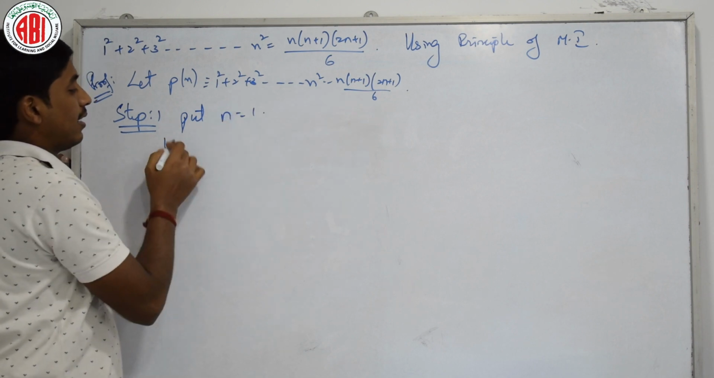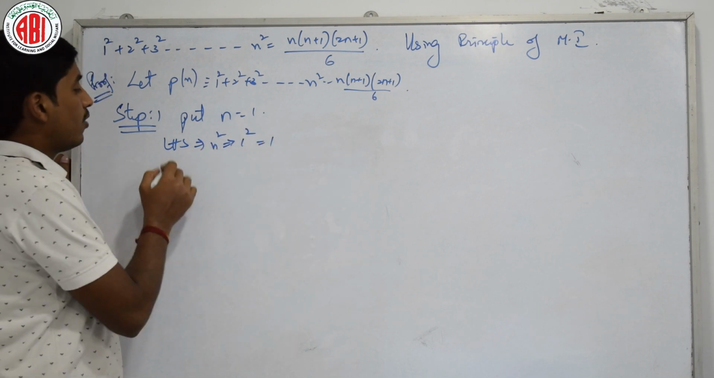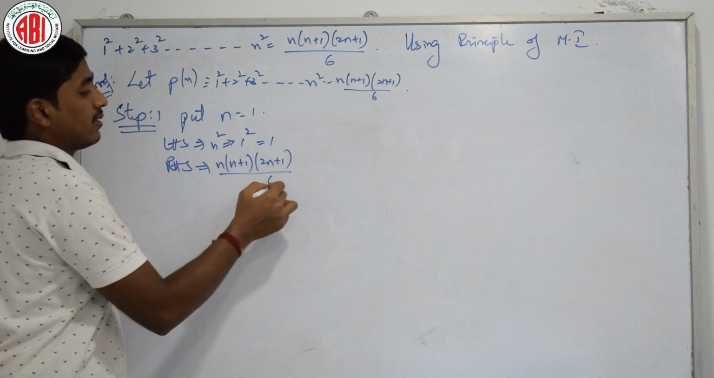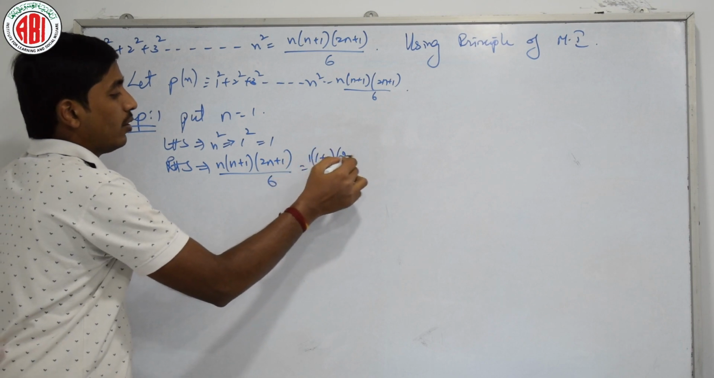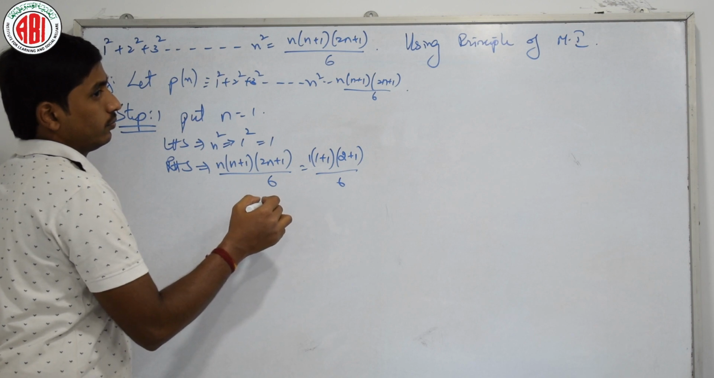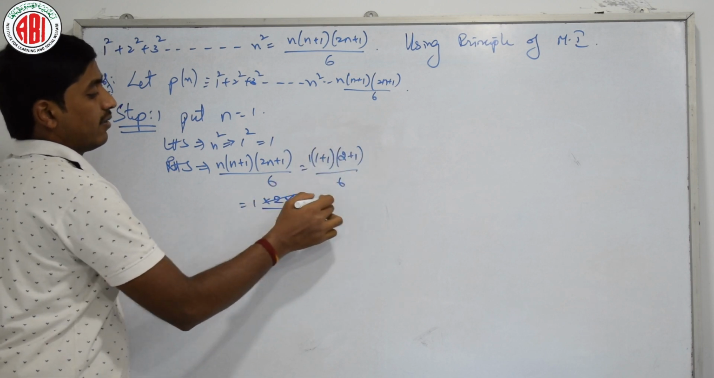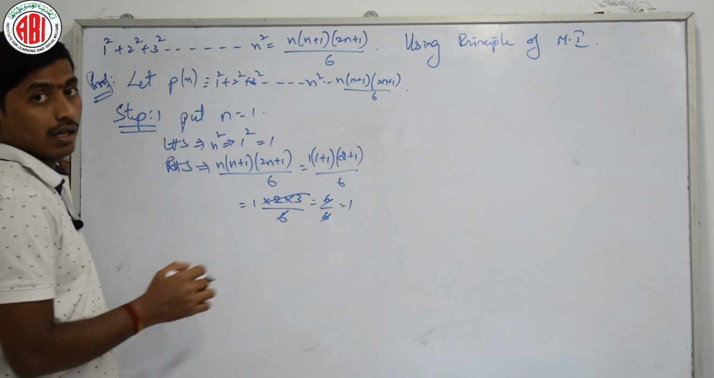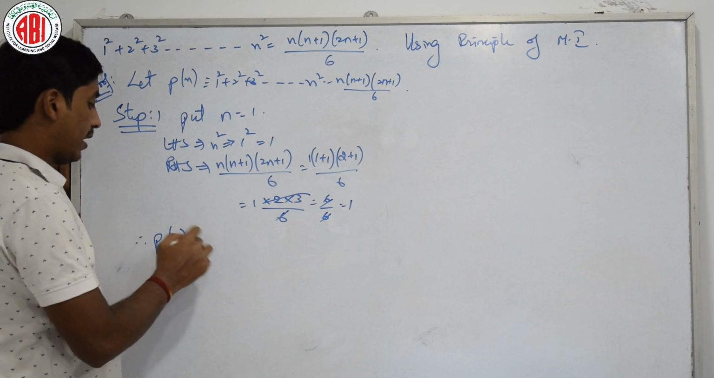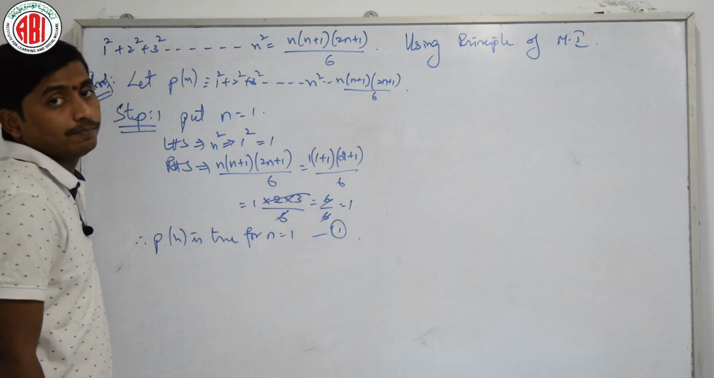Right? What is LHS here? LHS is n square, that is 1 square, that is 1. Right? What is RHS? RHS is n into n plus 1 into 2n plus 1 by 6, that is 1 into 1 plus 1 into 2 plus 1 by 6. 1 plus 1 is 2, 2 plus 1 is 3, 2 threes are 6, 6 by 6 will get cancelled. That is nothing but 1, right? Therefore, LHS is equal to RHS, that is P of n is true for n equal to 1. Let us write it as statement 1, right?